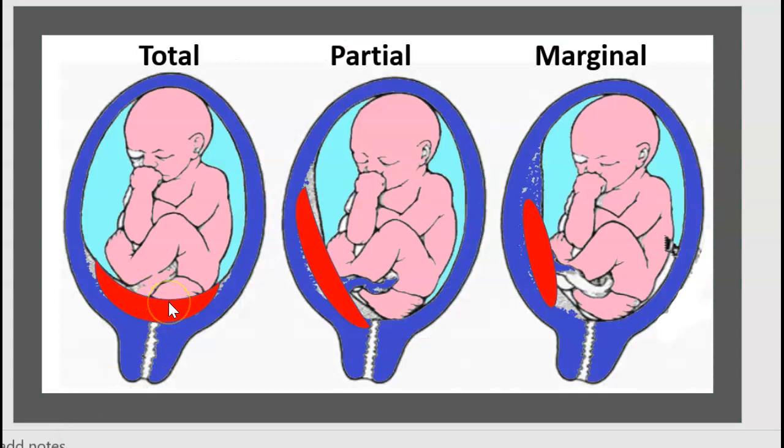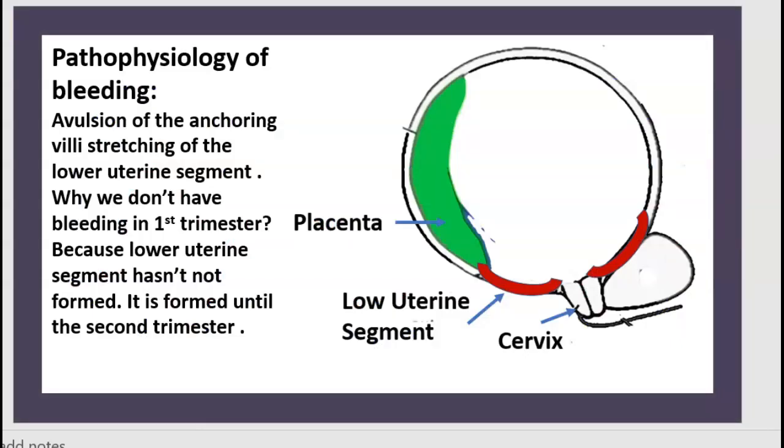Total, partial, marginal. Pathophysiology of bleeding. Avulsion of the anchoring villi, stretching of the lower uterine segment.